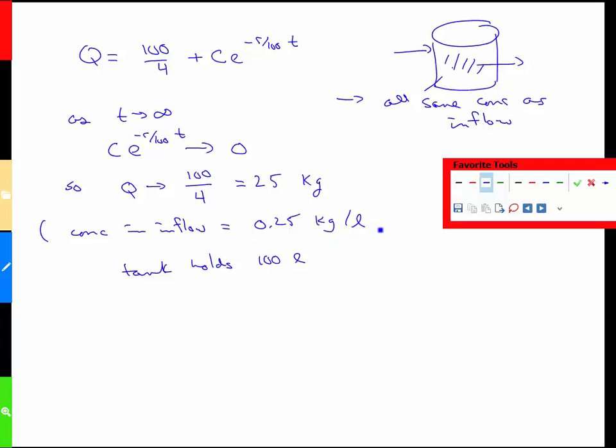And what we get out of this is 0.25 kilograms per liter times 100 liters. How much salt would we have in that whole tank? We would have 25 kilograms of salt. So we get a nice alignment between the long-term prediction that we get from our intuition, that we replace all the water, as well as from the solution, the mathematical prediction of what's going to occur. We get the same answer as if we take the limit as time goes to infinity.